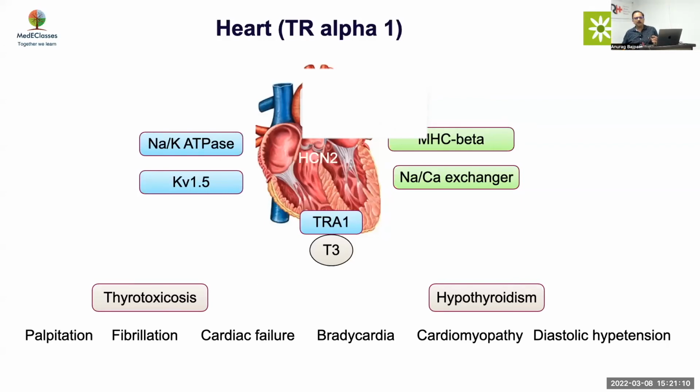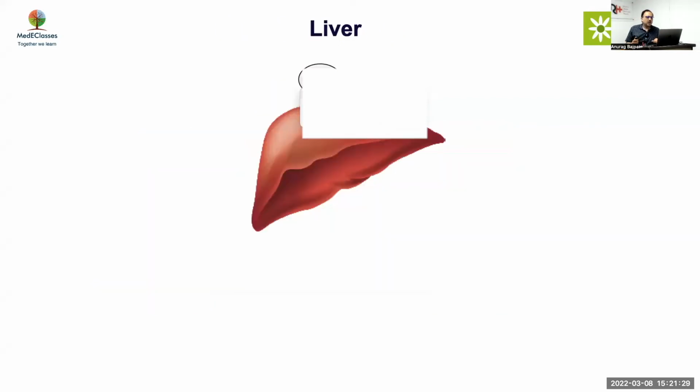Anything else on the heart? Very important. That is more of a fluid retention. But for a large heart, think of a pericardial effusion because of hypothyroidism. I have seen people who had aspiration by pericardiocentesis done without doing a thyroid function test. So this is an important thing to remember. What about the liver? What do you think thyroid does to the liver?